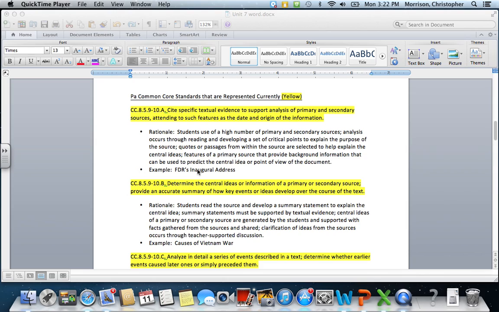So to begin with the first PA Common Core standard for reading in social studies, the first standard is: cite specific textual evidence to support analysis of primary and secondary sources, attending to such features as the date and origin of the information.